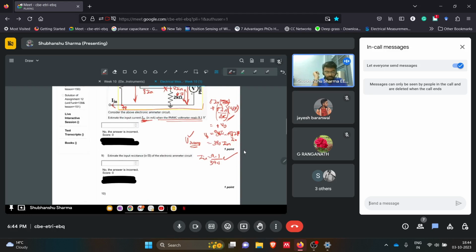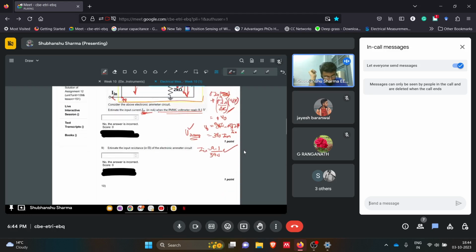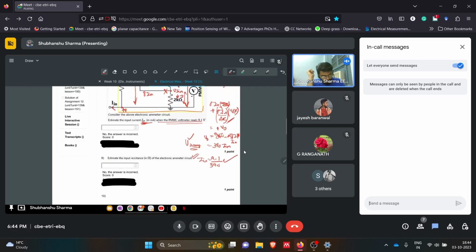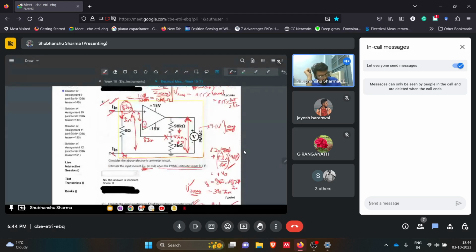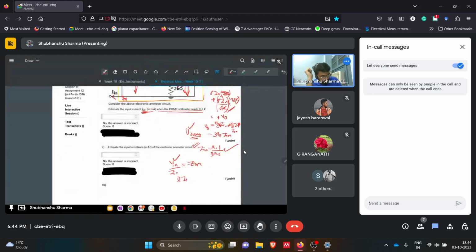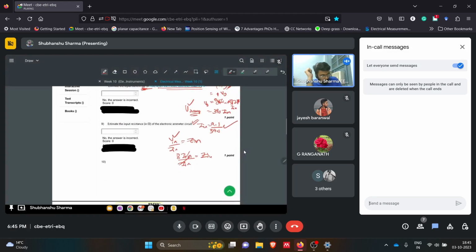Then the next question is: estimate the input resistance of the electronic ammeter circuit. So again for input, V input by I input is Z input. That means V input was what? This 8 I input voltage. So I in by I in is Z input. If we cancel that, we'll get 8 ohm basically for the Z input.